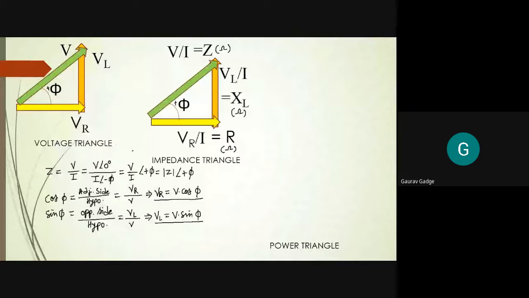Okay, so VR is equal to V into cos phi, VL is equal to V into sin phi. Now we have to make a power triangle. The reason for saying this is that we have to make a power triangle. To make that power triangle, you have to multiply each of the voltages by current. Earlier we divided by current, now you have to multiply by voltage.